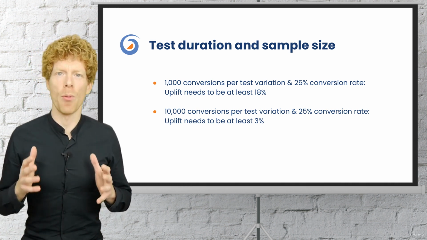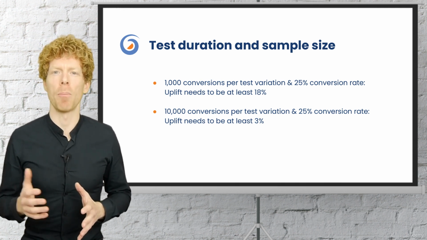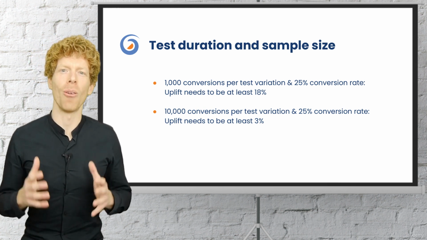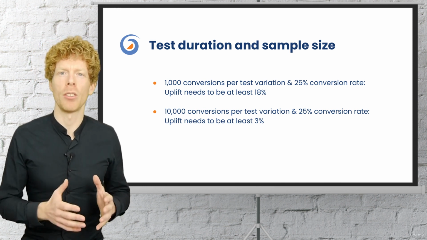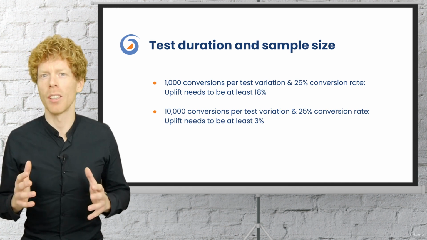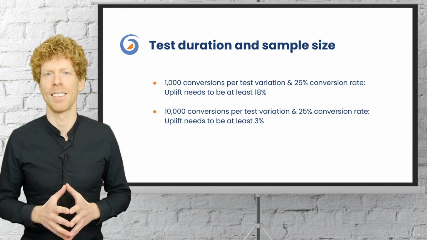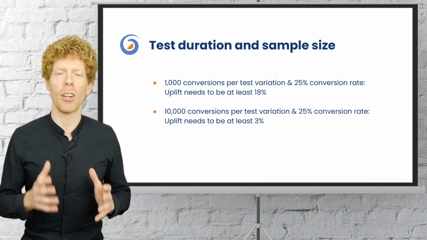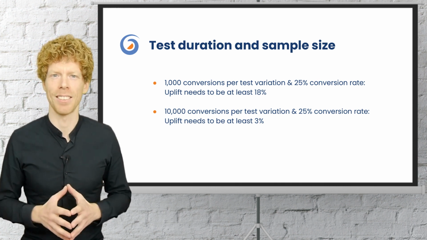When you work with 10,000 conversions per test variation, you could detect an uplift of 3% in your conversion rates. And this all has to do with statistics. The more website visitors and conversions going through your test page, the smaller the statistically significant valid uplift you can detect. In this lesson and the following lessons, we will check out a calculator and Google Sheet for your pre-test calculations.